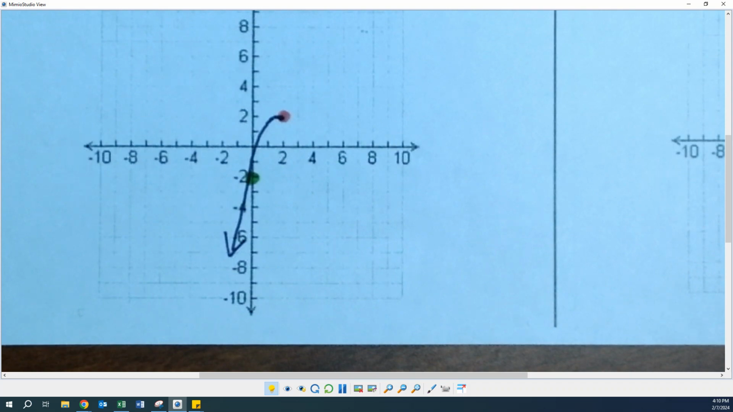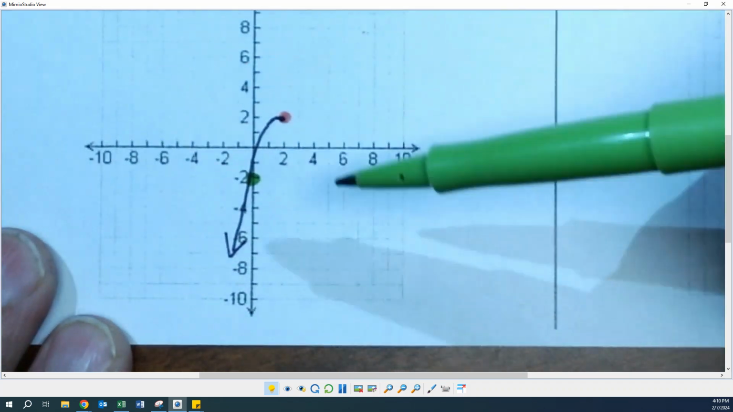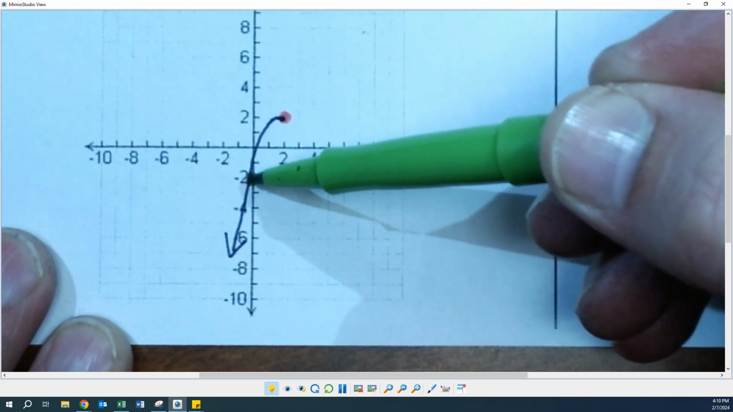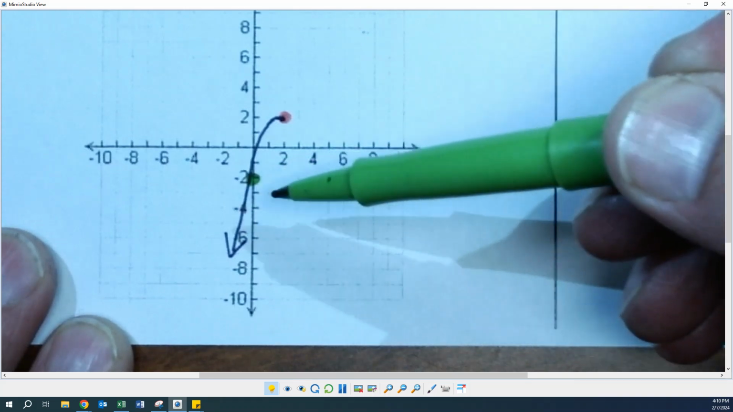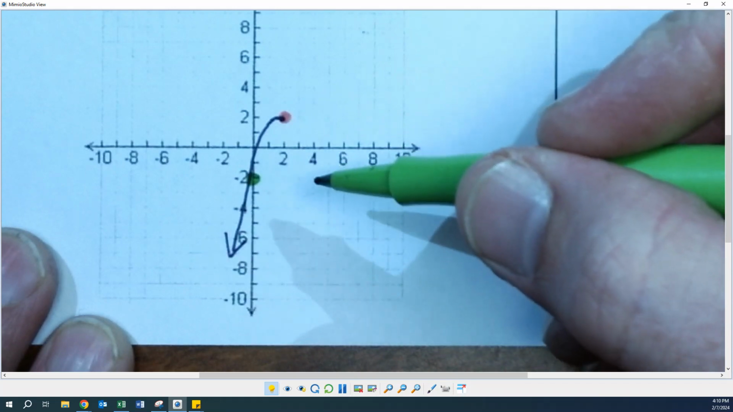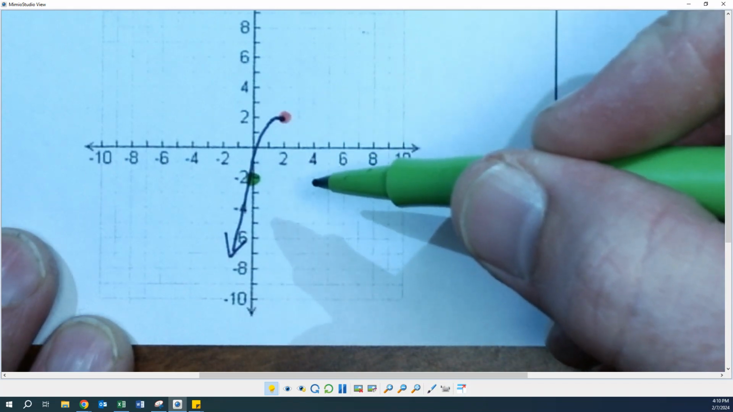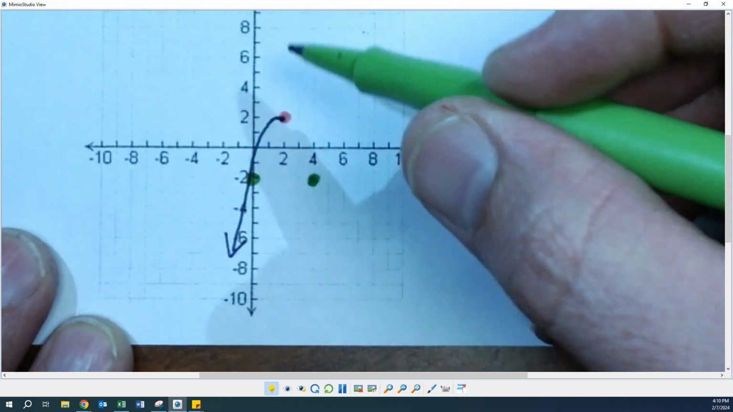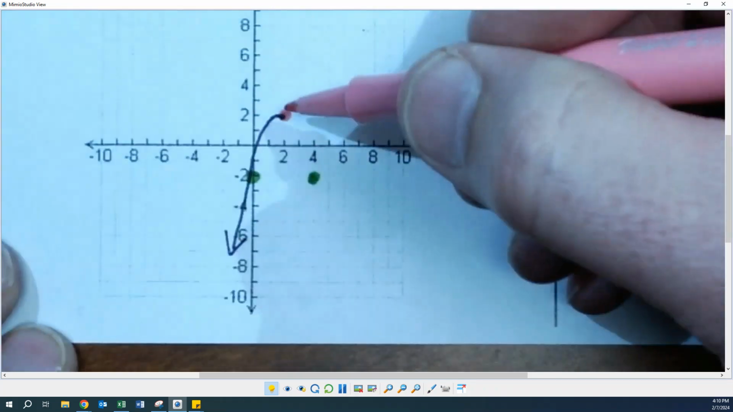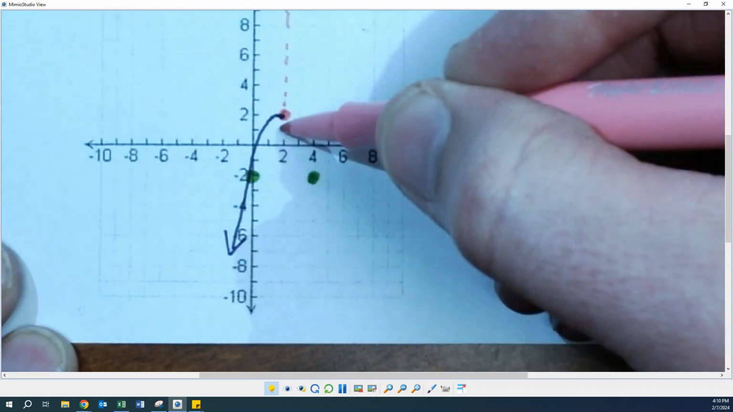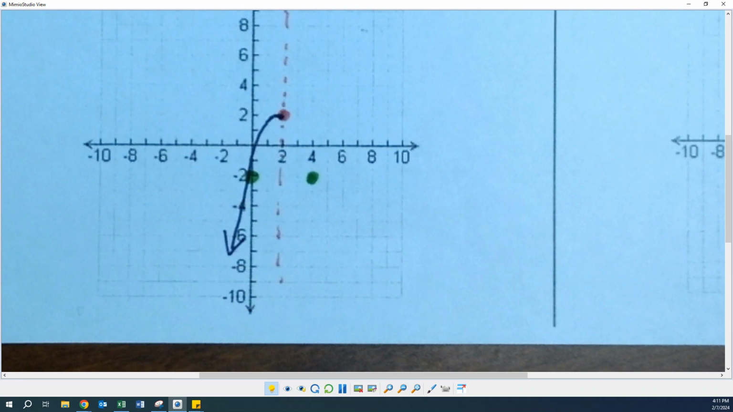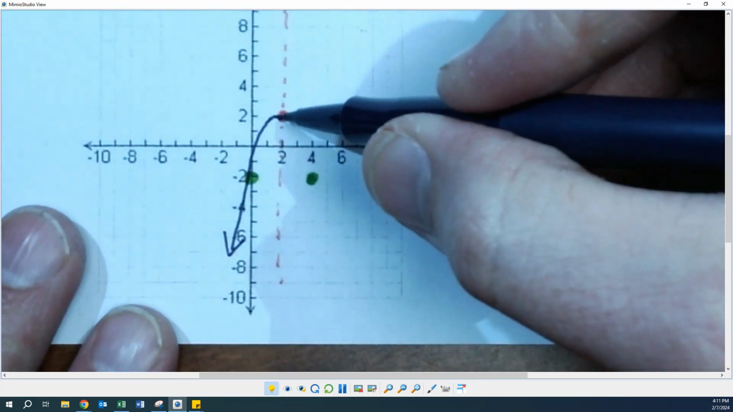We are only halfway done, though, because we have the other side. And whatever happens to one side happens to the other side. Because this point exists here, I know there is a matching point on the other side at (4, -2), because of the line of symmetry. A parabola will have the same thing on either side. And as long as I have that vertex point and one other point, I can make my parabola.